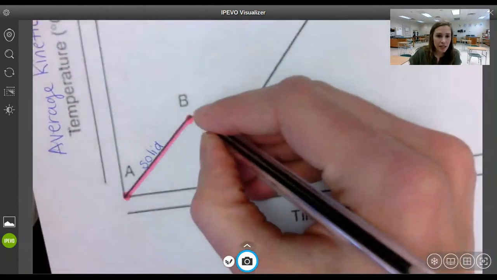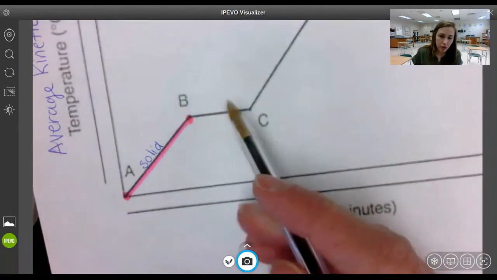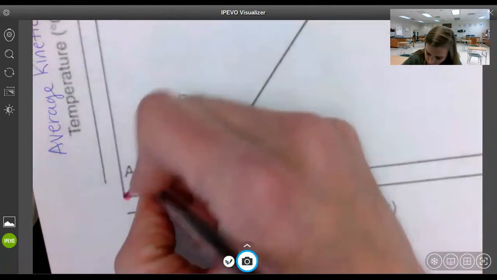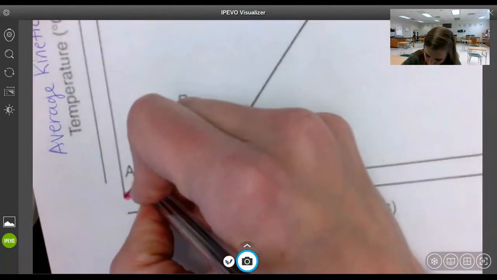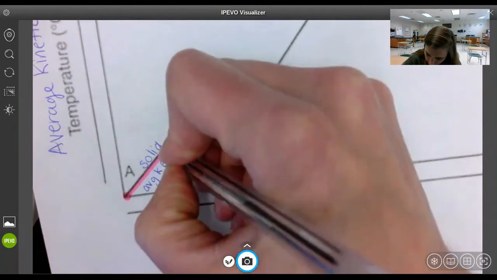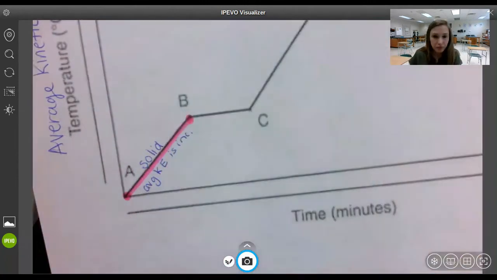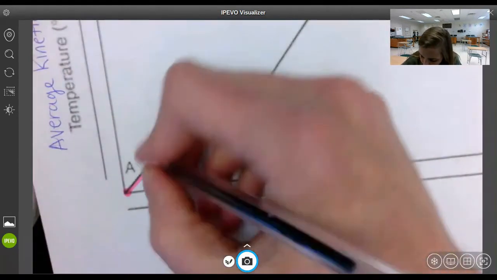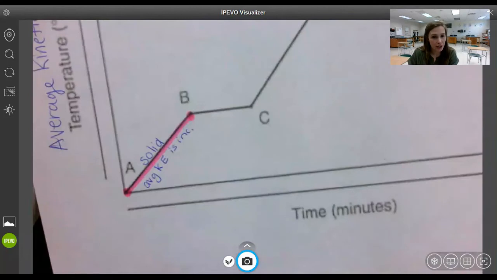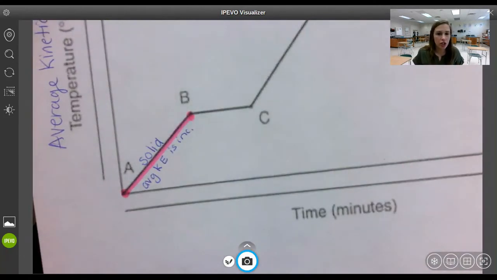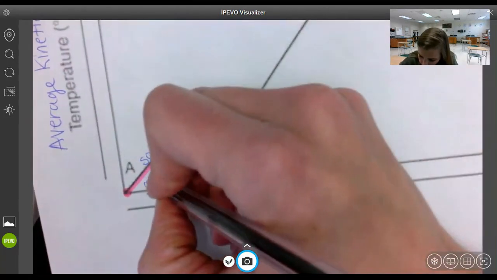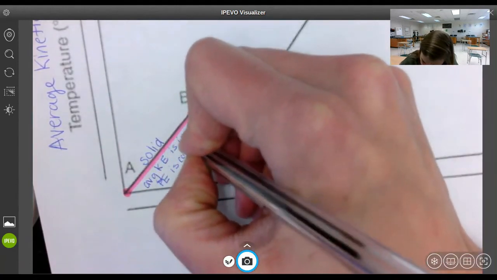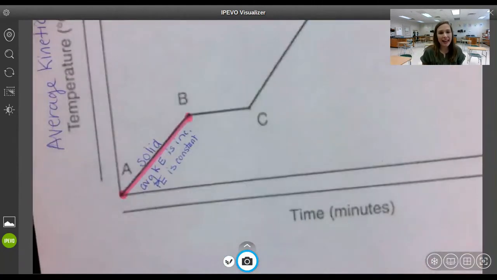So some things that we could be asked about is how long is it in the solid form? What's going on with the particles? A few things about a solid: from A to B, the average kinetic energy is increasing, and that's because temperature is increasing. And potential energy is only going to change during a phase change. So for right now, just fill in, this will make more sense soon, that potential energy is constant. Okay, so that's from A to B.